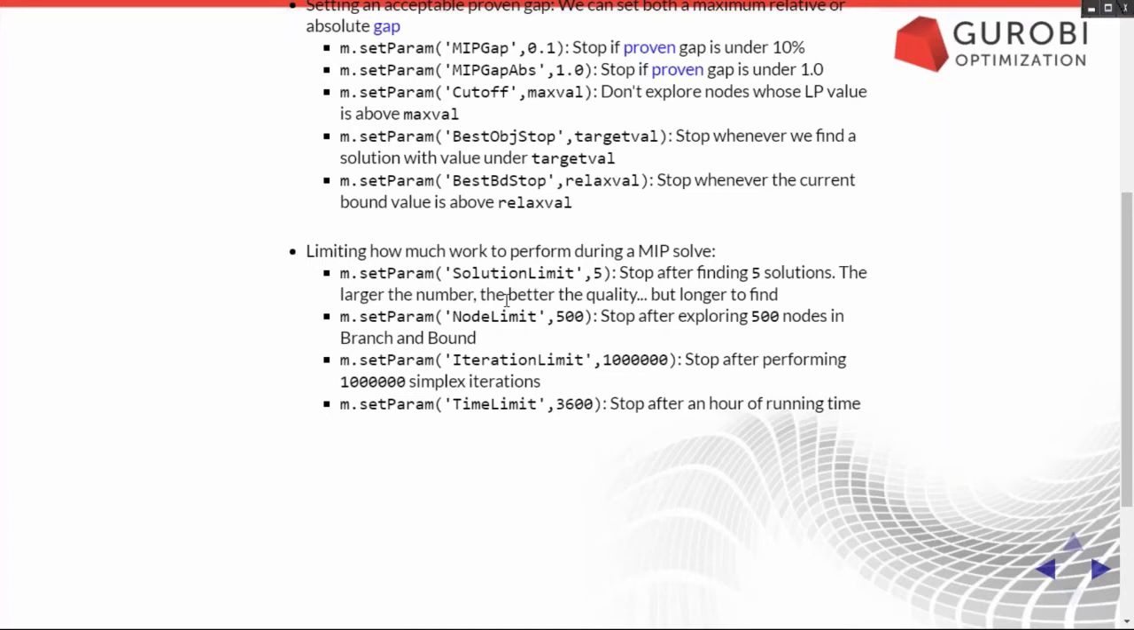You can also put limits in terms of the number of simplex iterations. And finally, you can always put a limit on the running time that you're willing to wait. The only disadvantage with running time is that it's really dependent on the computer that you're running, whereas with the node limit or solution limit, you won't have problems with repetitions of runs. Those are the parameters to control how much work, what kind of quality, and what kind of emphasis you want to give to any given optimization.